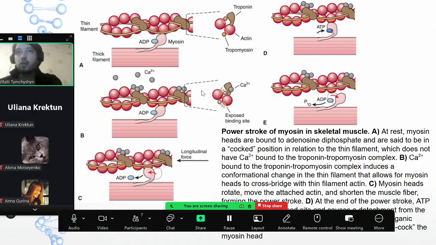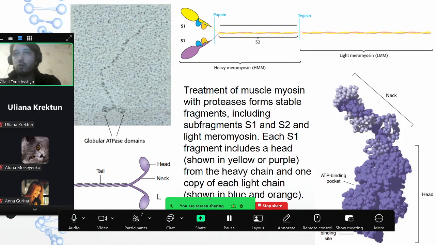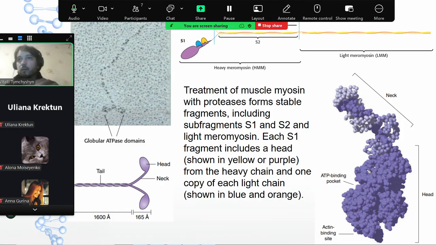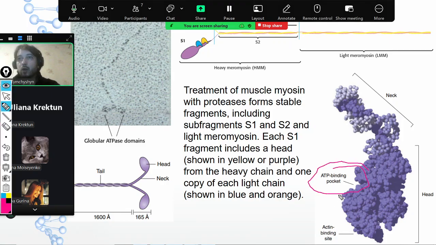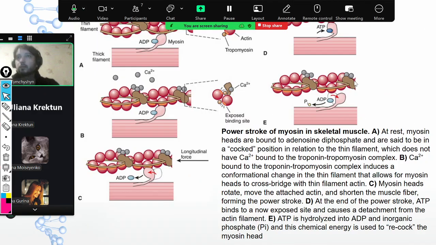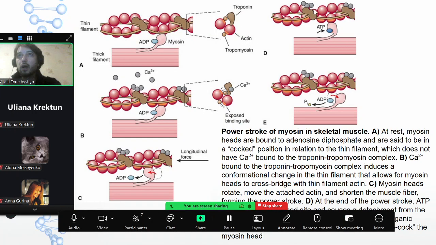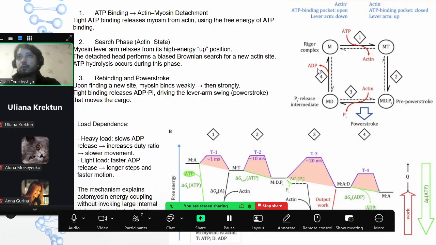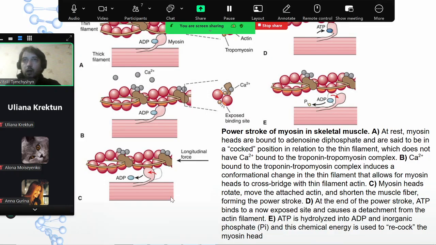In the image with all these molecules, here you see the ATP binding pocket. Here it is, and that's the place where the ATP will bind. And ATP is then hydrolyzed into ADP and inorganic phosphate, and this chemical energy is used to recock the myosin head. So here you see the last slide.